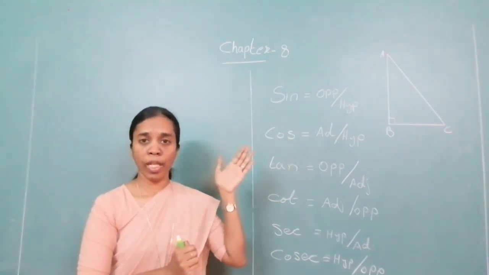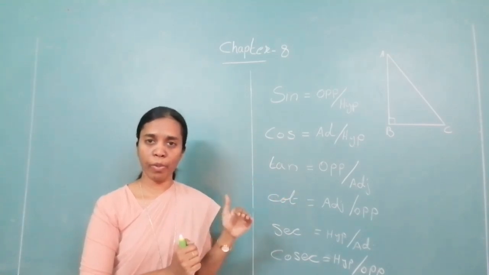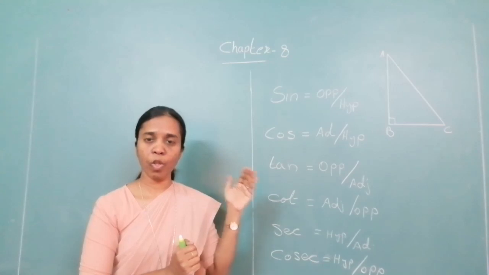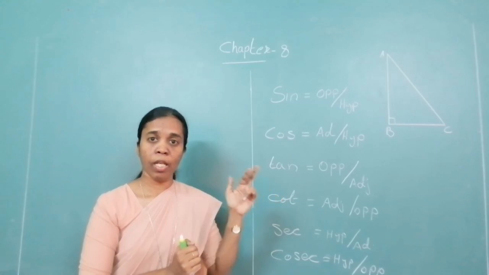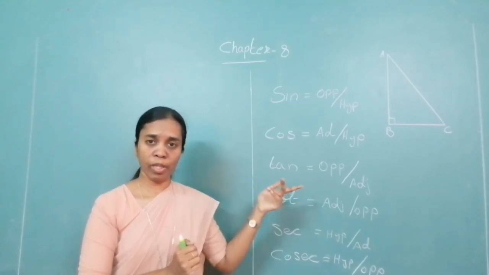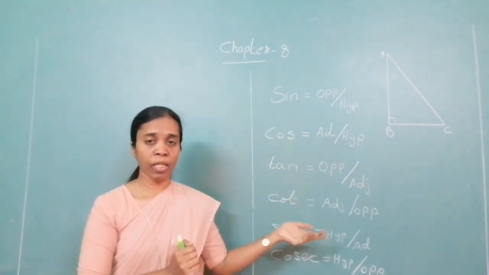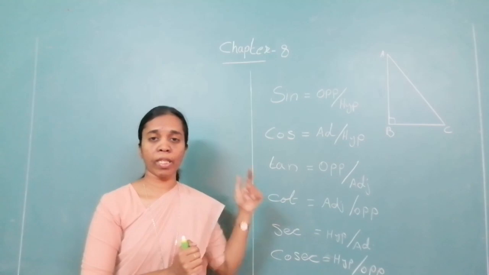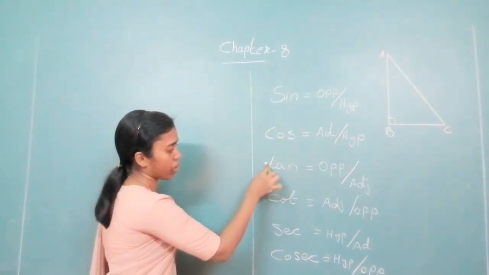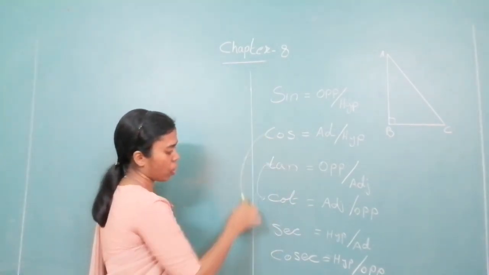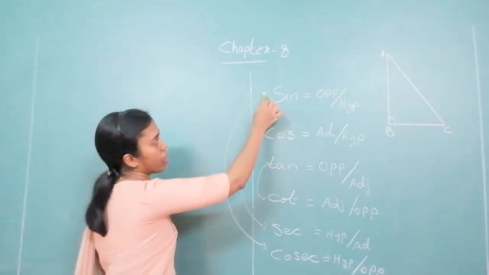Sine, what is the sine ratio? Opposite upon hypotenuse. Cos, adjacent upon hypotenuse. Tan, opposite upon adjacent. Cot, adjacent upon opposite. Sec, hypotenuse upon adjacent. Cosec, hypotenuse upon opposite. The inverses are like this: tan and cot, cos and sec, sine and cosec. They are inverse of each other.